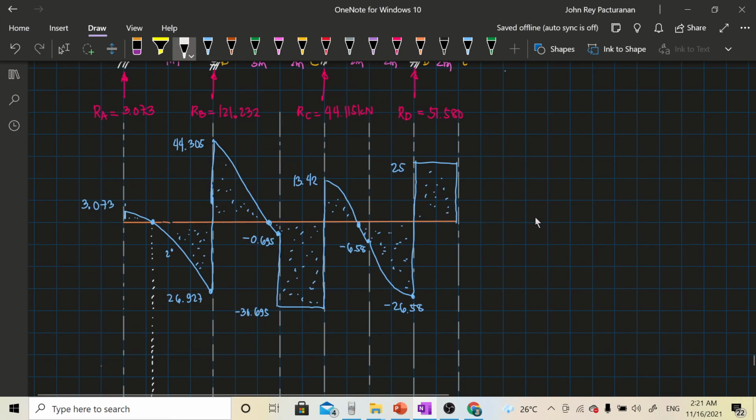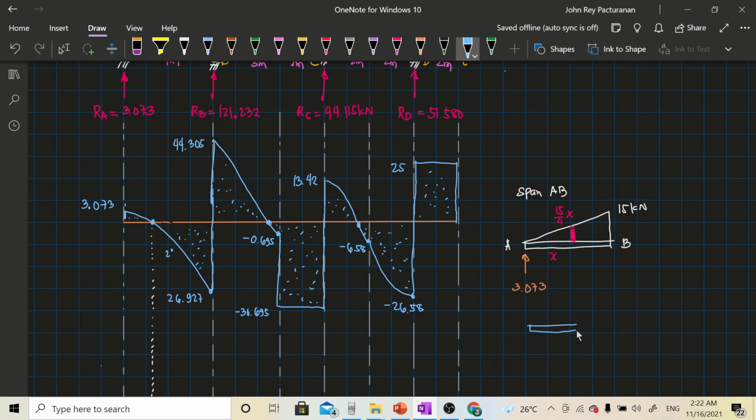So take note, maglalagay ako dito ng bagong scratch for span AB. Alam natin na 4 meters yan, no? So this is span AB. At the same time, yung reaction sa A ay 3.073 kilonewton. At the same time, this is 15 kilonewton. So, if I let this as x, kasi ganun yung technique ko dito eh. If I let this as x, this will be 15 over 4x. Okay? So, I want to cut that part. Tapos, I want to solve for the value of x.